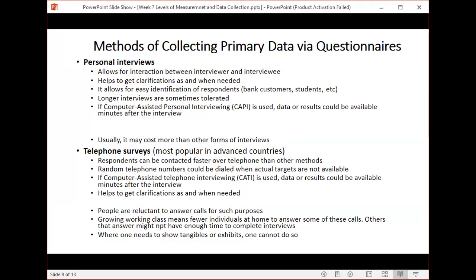Now, the second way you can collect data through questionnaires is through telephone surveys. Now, this one is mostly common in advanced countries. You call someone, they pick up, you introduce yourself, and you start telling them what you're about to do. And then they say, okay, let's do it. Then you start asking the questions, and it goes on.